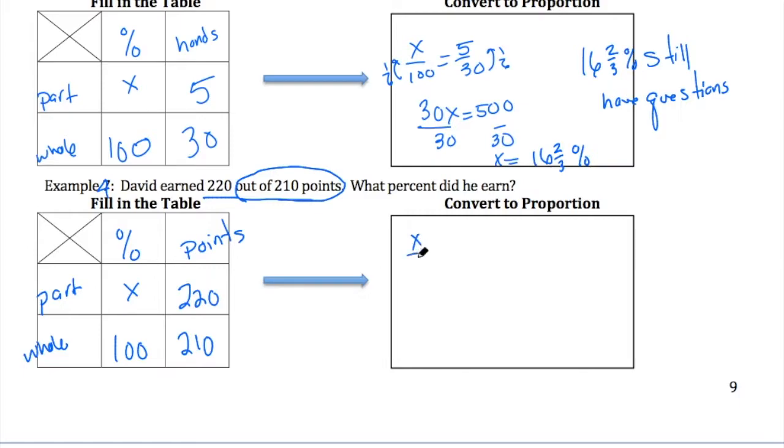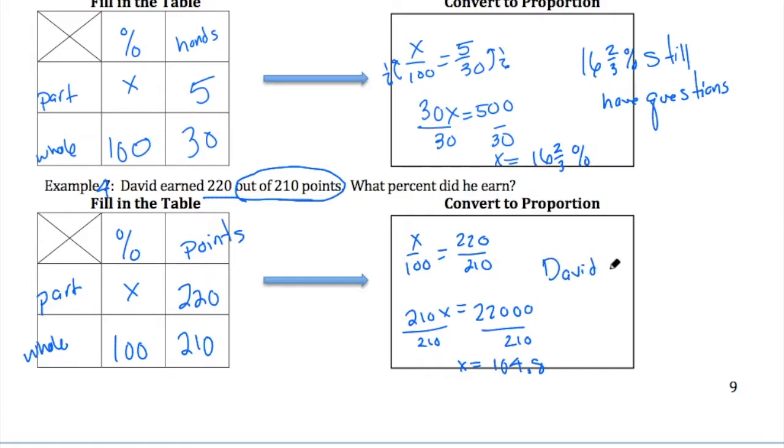All right, so turn that into our proportion. X over 100 equals 220 over 210. Again, scale factors are pretty messy at this point, so let's multiply our cross products. 210x is equal to 220, tack on 2 zeros for multiplying by 100. Okay, let's divide by 210 on both sides, and we get that x is equal to, I'm just going to go ahead and convert this to a decimal since we often talk about grades that way, 104.8. So David earned 104.8%. Pretty good grade, David.